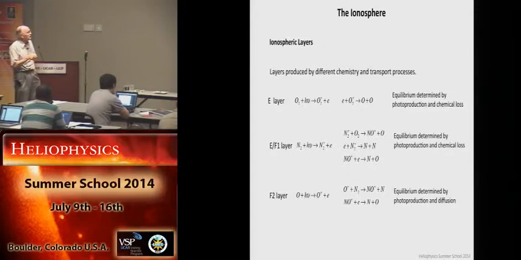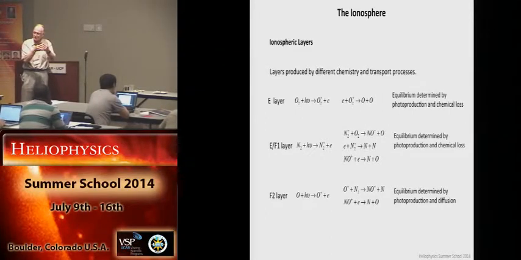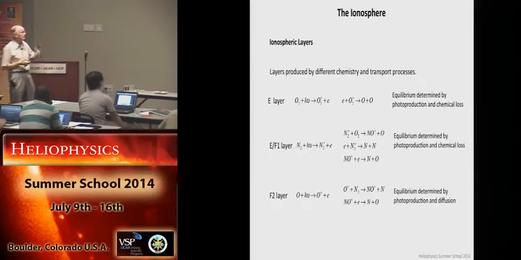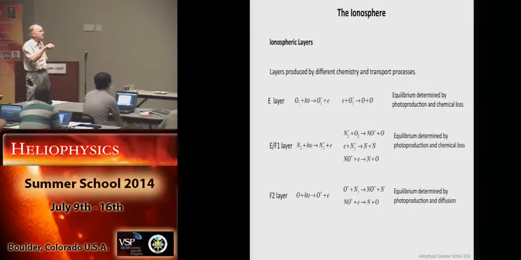And the point I want to point out is that in some of these layers, the equilibrium is established between the production, photoproduction, and the loss. And other layers are produced by an equilibrium between the production and diffusion and gravity. That is, the photoproduction creates the plasma. The plasma builds up in pressure, and it continues to build up until the pressure gradient opposes gravity, and then you get an equilibrium. Okay, so there are two kinds of layers. The E and the F1 layer are chemical production equals loss layers. The F2 layer in the ionosphere is produced by a balance between the photoproduction and diffusion.